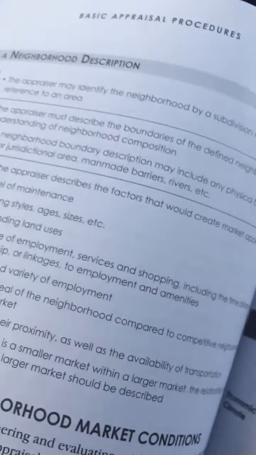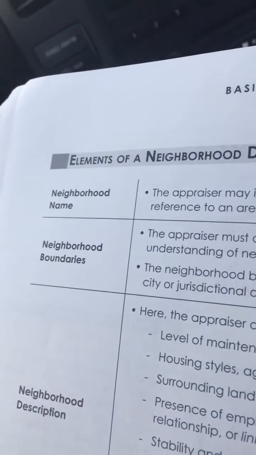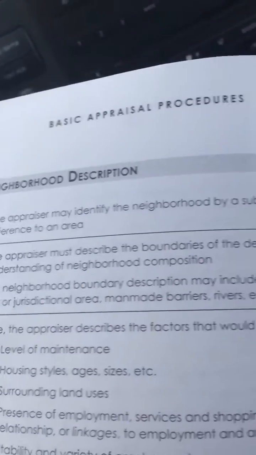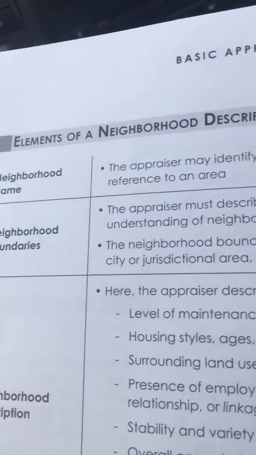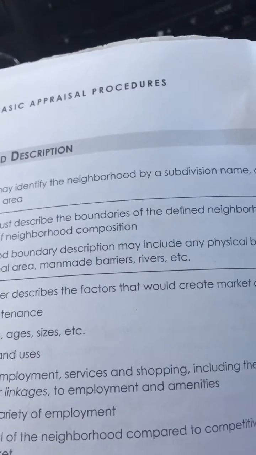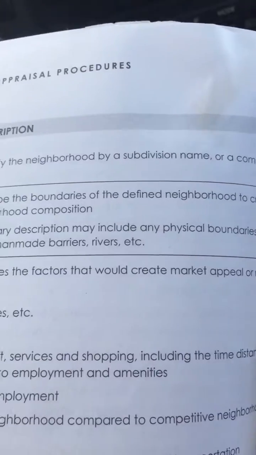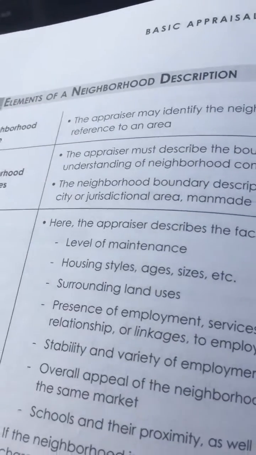Basic appraisal procedures. Page 100. Elements of a neighborhood description. Neighborhood name. The appraiser may identify the neighborhood by a subdivision name or a common reference to an area.